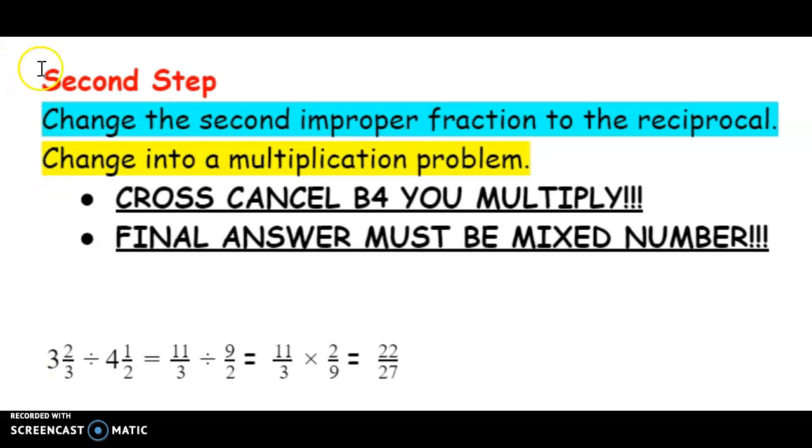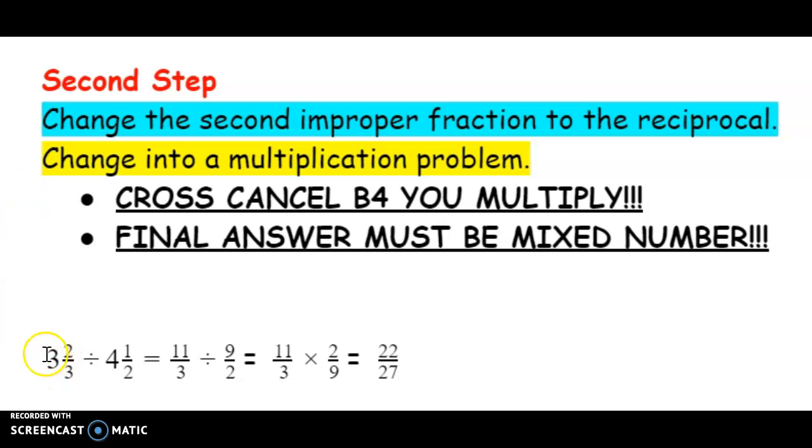As you can see, our second step has two parts to it. And actually, it has a couple of extra parts to it as well to get to our final answer. But let's look at it step by step. Our second step is to change the second improper fraction to the reciprocal. Remember, the reciprocal is just simply the opposite, or upside down. Again, we're talking about the second improper fraction.